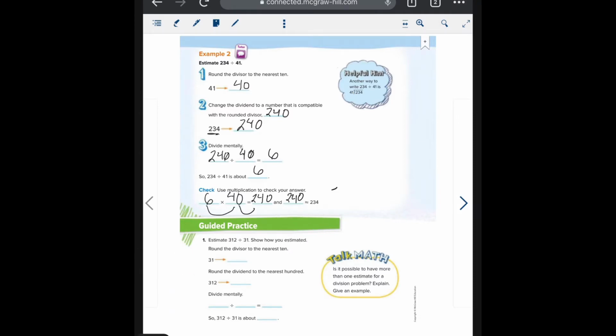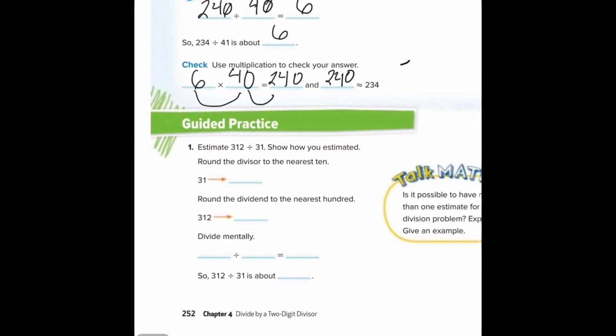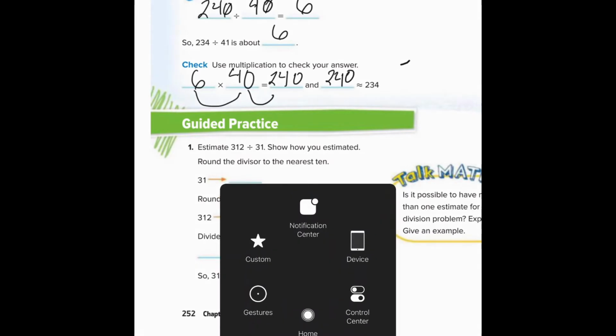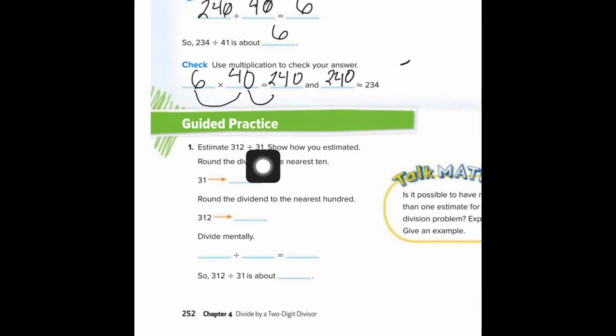All right, let's move on to number 1 on guided practice, shall we? First thing we do is we estimate the divisor. Remember, the divisor is not that button, it is right there. So 31 is going to be estimated, well, it's definitely closer to 30 than it is to 40. Now we round the dividend, which is that number, to the nearest 100. So 312 to the nearest 100, is it closer to 300 or to 400? Because they're saying the nearest 100. Yep, you're right. Then we have 300 divided by 30.